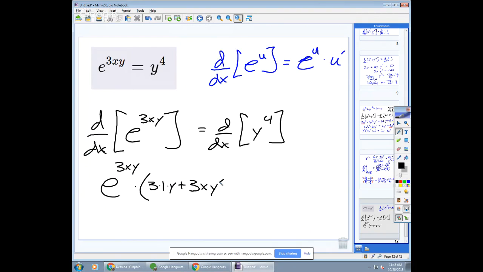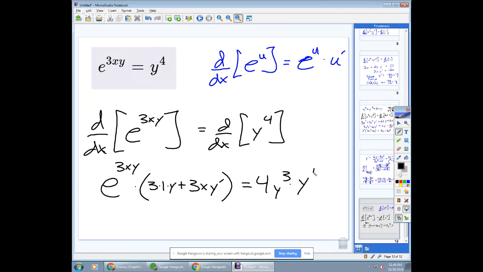And if you accidentally mistake that for y to the first power ever, then you probably want to use the dy dx notation instead. But hopefully you're getting used to that prime as a derivative, not a first power. Other side, what do we got? 4y to the third times y prime. Sweet.